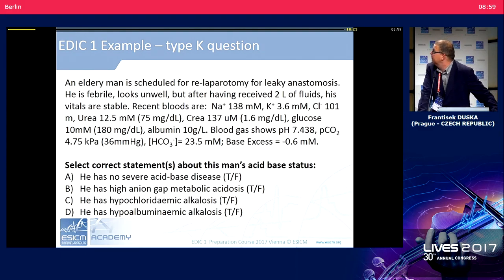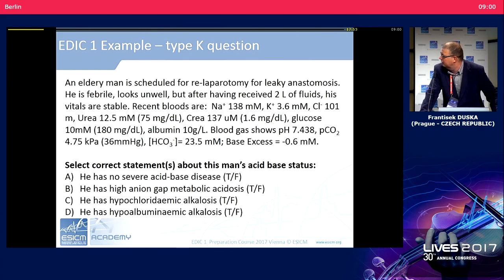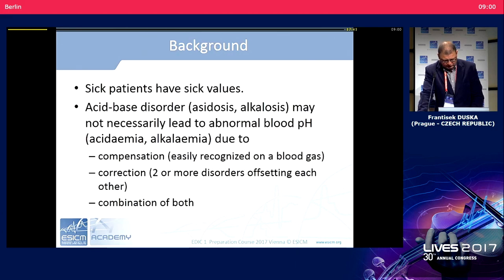You've got an elderly man scheduled for relaparotomy for a leaky anastomosis. He is apparently sick, but his blood gases look okay, almost normal. Now the questions are whether there is no severe acid-base disorder, whether there is a high anion gap metabolic acidosis, or eventually a hypochloremic alkalosis, perhaps correcting it, or a hypoalbuminemic alkalosis. That's the kind of question which may occur, and I would now focus my talk on it.